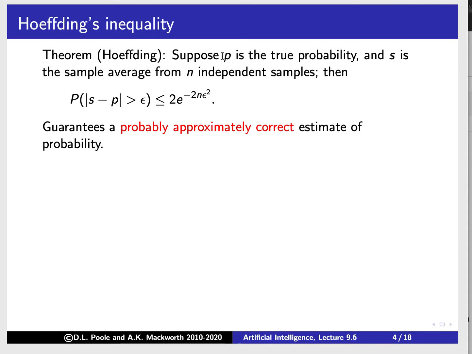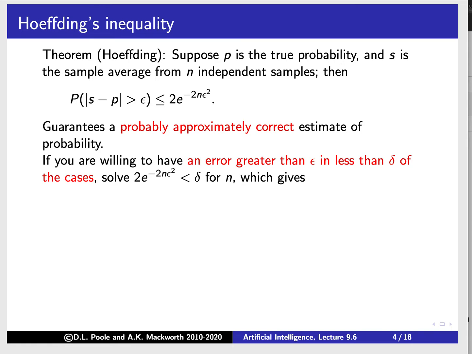Suppose P is the true probability, and we're going to generate samples, and S is the sample average from n samples. Hoeffding's inequality says the probability that your error is bigger than epsilon has this funny form here. Don't worry about what it says. But what we want to do is to get what's called a probabilistically approximately correct estimate of the probability. So we want one that's probably approximately correct.